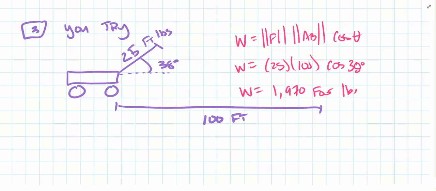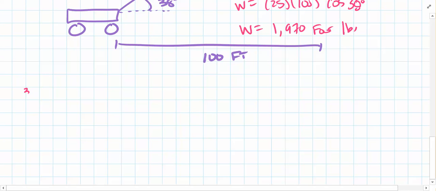Okay, here we go. Last idea. So what was the answer? Did you go back up really quick? W equals 1,970, around that.